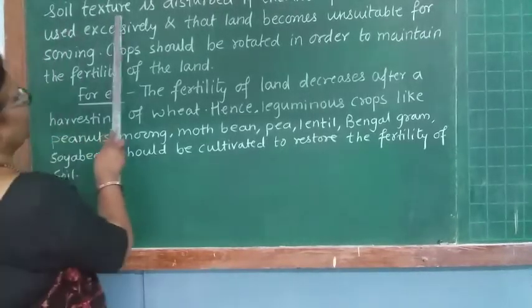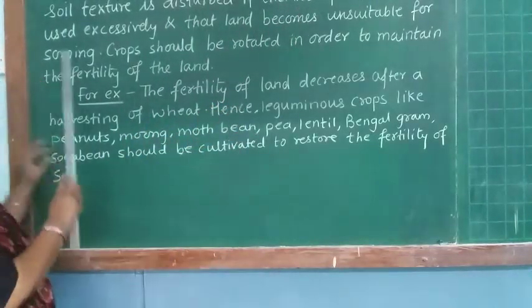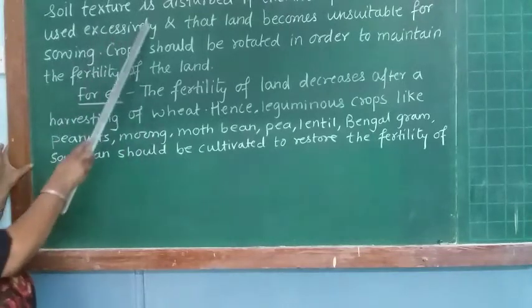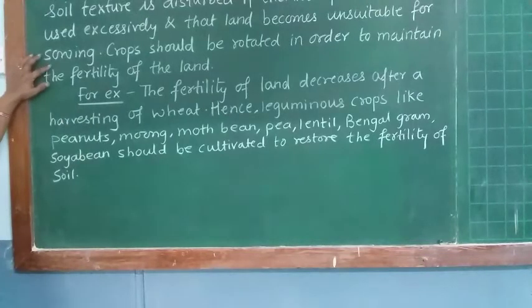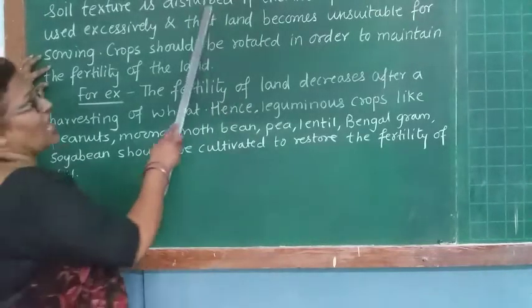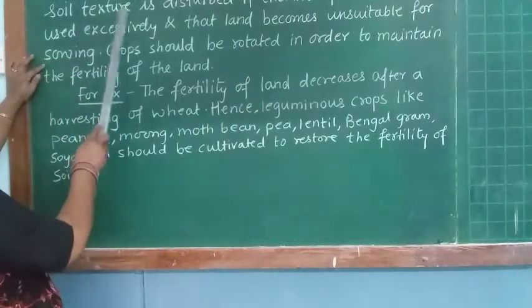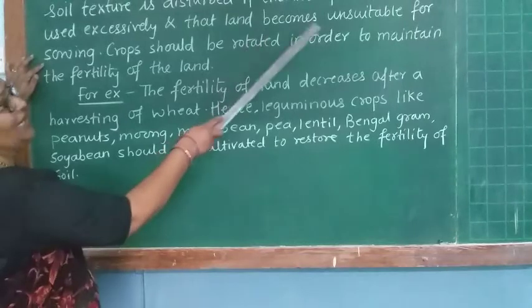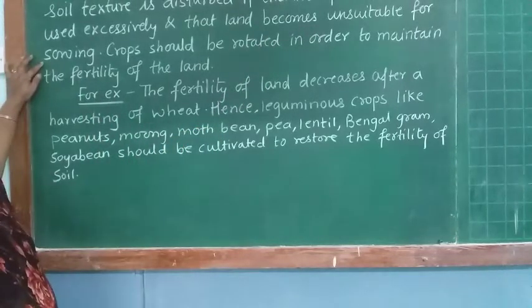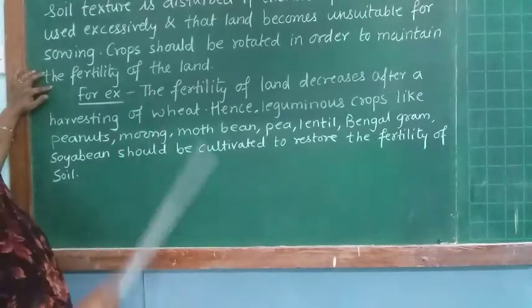See here, soil texture is disturbed if chemical fertilizers are used excessively, and that land becomes unsuitable for sowing. So if we use an extra amount of chemical fertilizers, what happens? The soil texture will get disturbed if we use it in a larger amount, and it will become unsuitable for sowing. Crops should be rotated in order to maintain the fertility of the land.